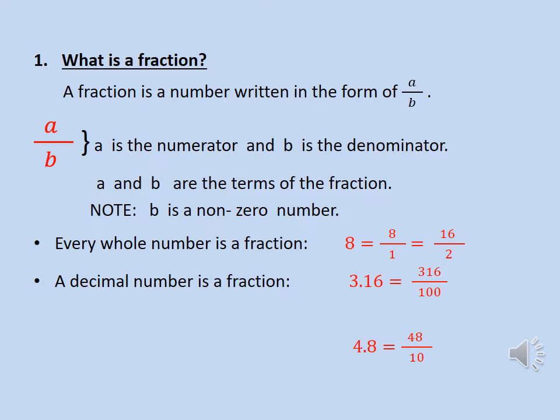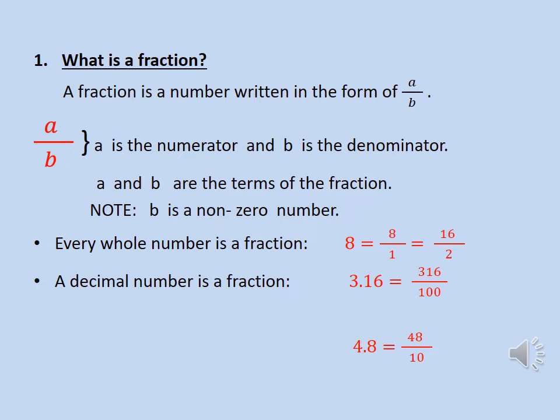Every whole number can be written as a fraction. 8 is a whole number. It can be written as 8 over 1. Also, it can be written as 16 over 2. 16 divided by 2 is equal to 8. 16 over 2 is a fraction. 8 is a whole number.